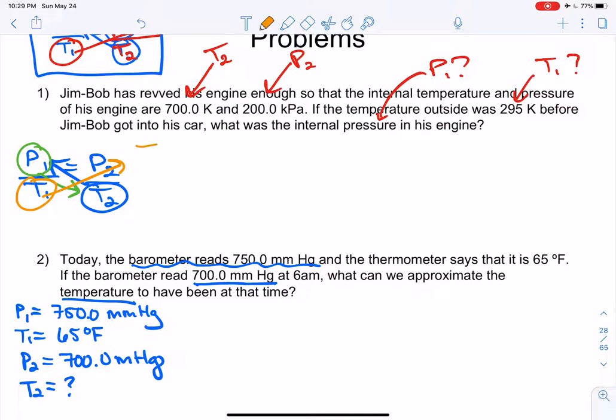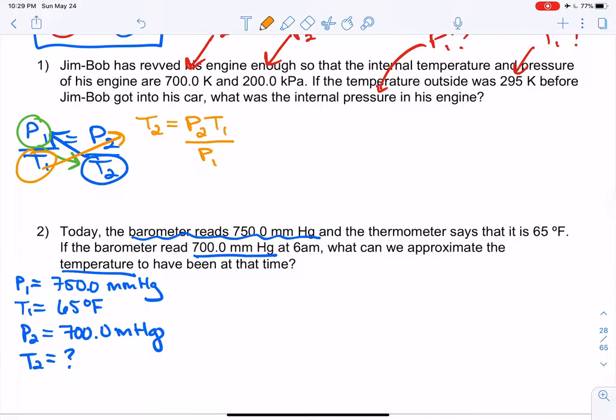But okay, we can handle it. So now we have T2 is equal to P2 times T1 divided by P1. And now we can throw some numbers into our equation after we go ahead and convert 65 degrees Fahrenheit to a temperature in Kelvin. Now you guys know how to do this on your own at this point, so I'm just gonna tell you that this is 18.3 degrees Celsius, which is 291 Kelvin. So we're just going to plug and chug here.